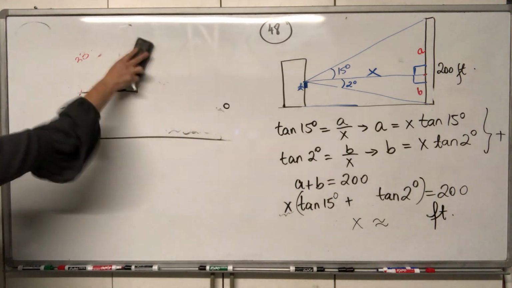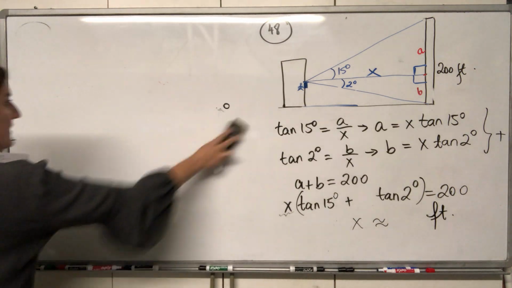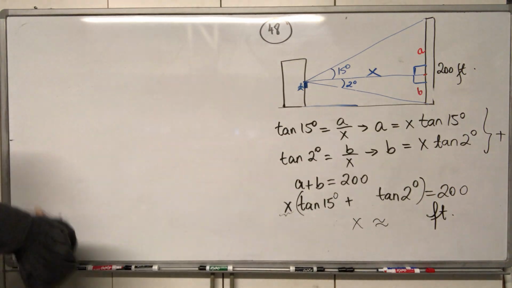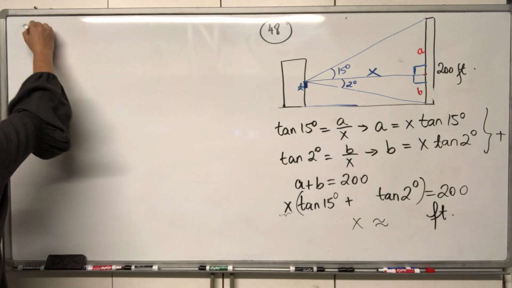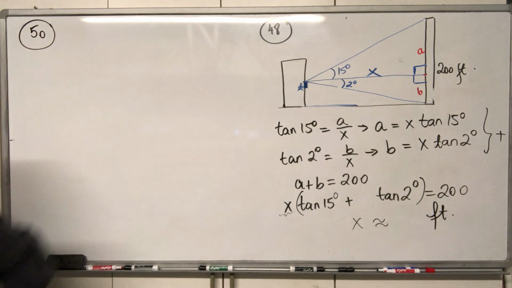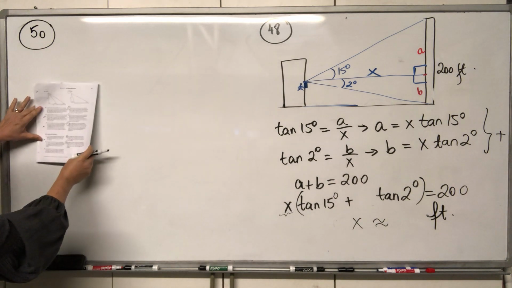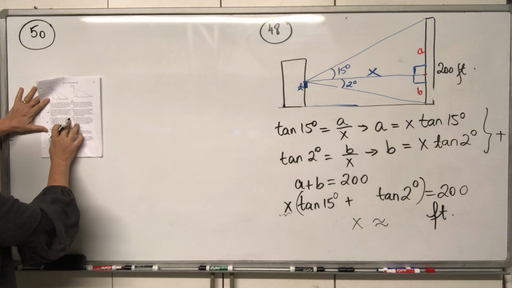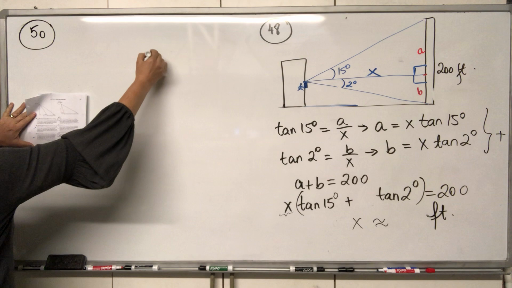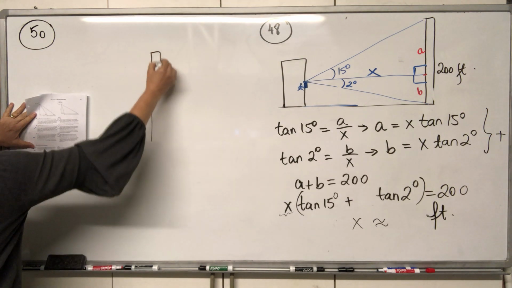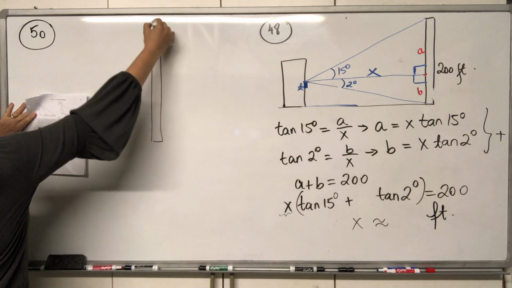Okay. And finally, the last question I had there in the notes was 50. So let's see what problem 50 has to say. What picture can we draw for it? Okay, so it says there's an antenna on the top of a building. Okay, fine, here's a building. And here is the antenna.